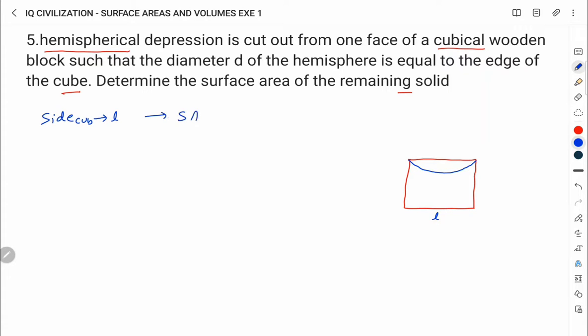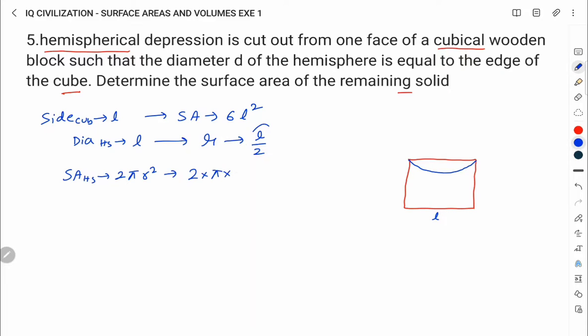So what will be the surface area? 6a square, means in the place of a I am writing 6L square. So diameter of the hemisphere is the same L. I already told you, whenever the diameter comes, we need to find the radius, that is half of the diameter, L by 2. So surface area of the hemisphere is equal to 2 pi r square. So 2 into pi into r square, that is L square by 4. So 2 cancel. So this is nothing but pi L square by 2.